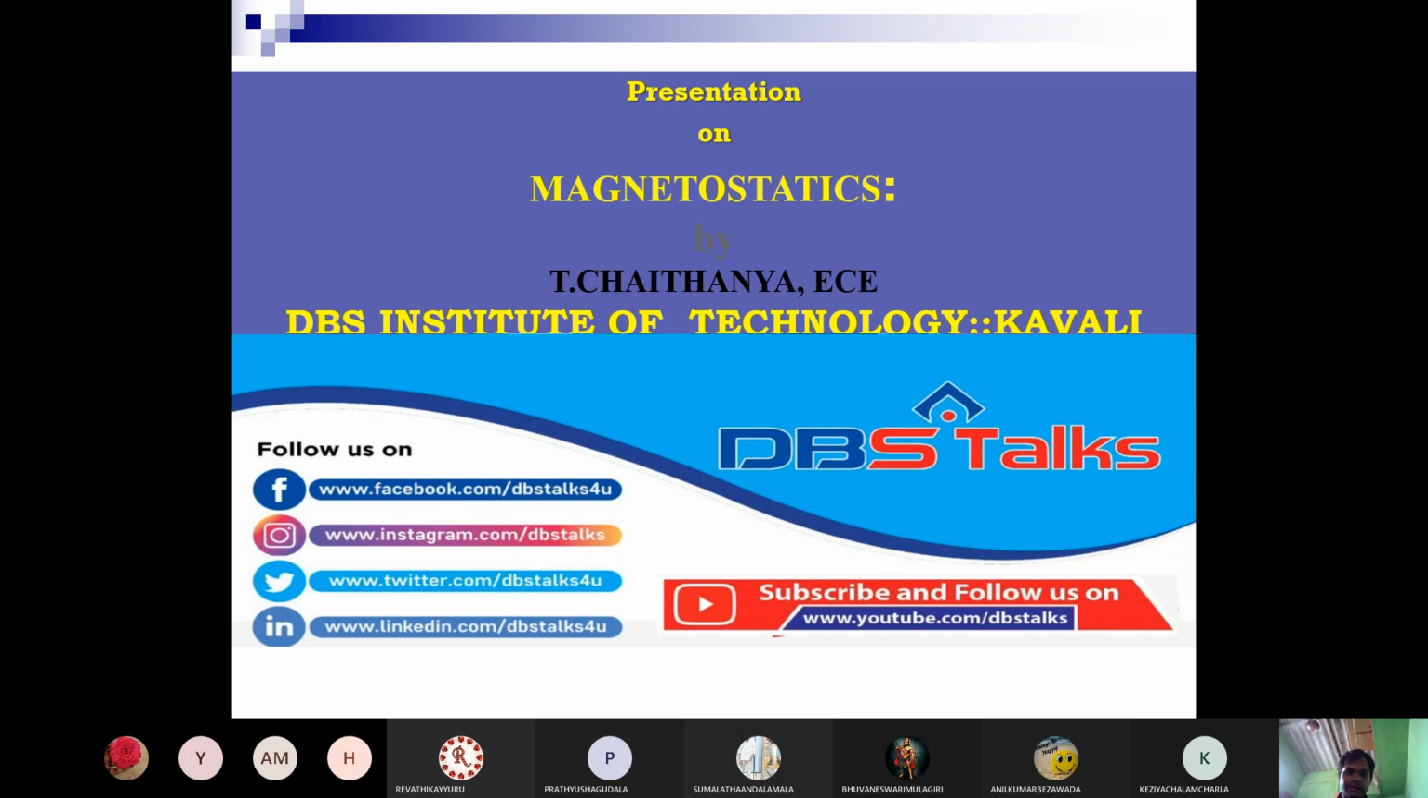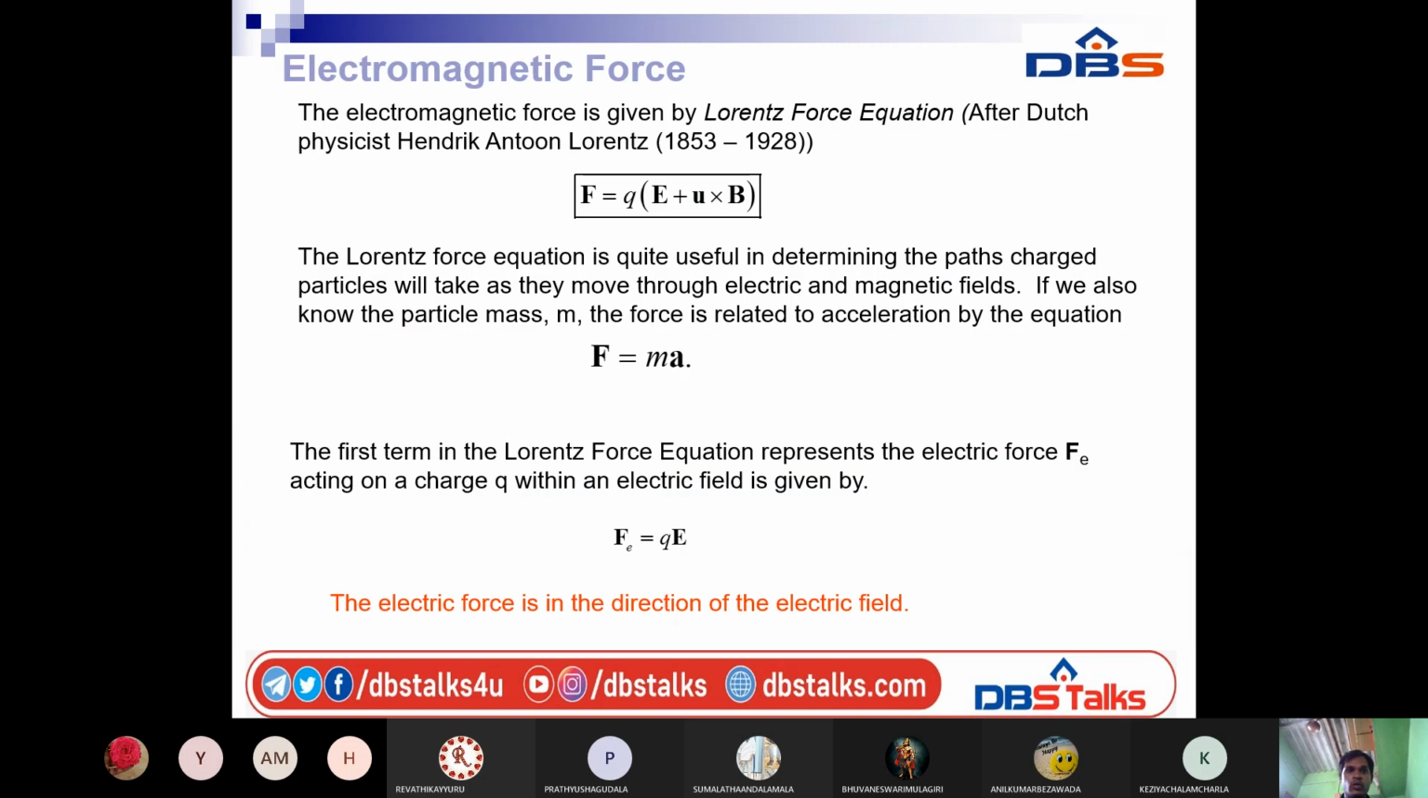Okay. So last class we have discussed magnetostatics. Under that we have studied what electromagnetic force is, what electric force is, as well as what magnetic force is. So let us recall the concepts once again. The electromagnetic force can be derived by the Lorentz force equation. Lorentz was a Dutch scientist. He recognized the Lorentz force equation F equal to Q of (E bar plus U bar cross B bar).